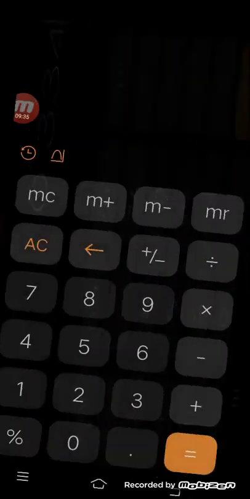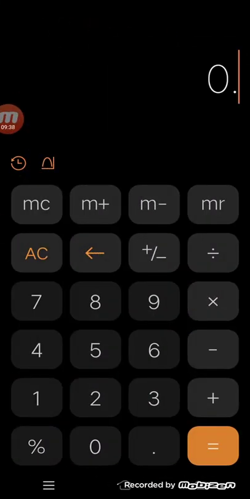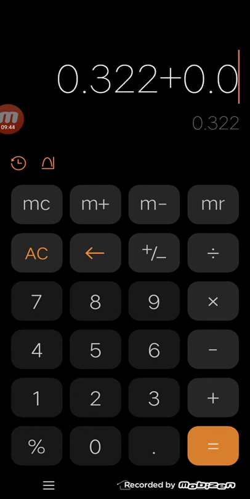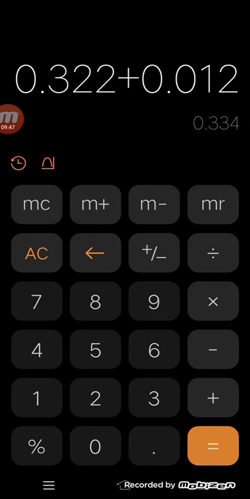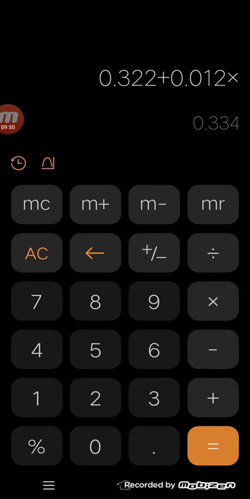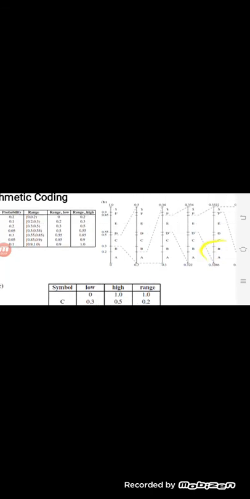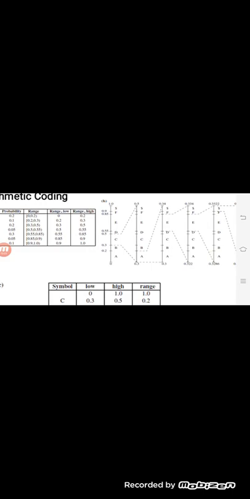Likewise, if we continue as I said earlier, we will take this range as a reference, and in 0.322 we will add the range, that is 0.55 into 0.012. So let us do it. The basic value was 0.322. In that we add 0.012, which was the range for the earlier E, times the lower range for that symbol, which was 0.55. So 0.3286 is the value that we have as the lower value. Here you can see the value is 0.3286.